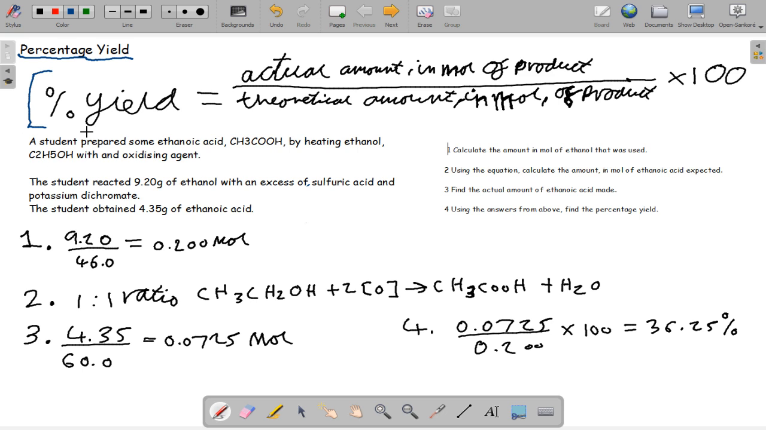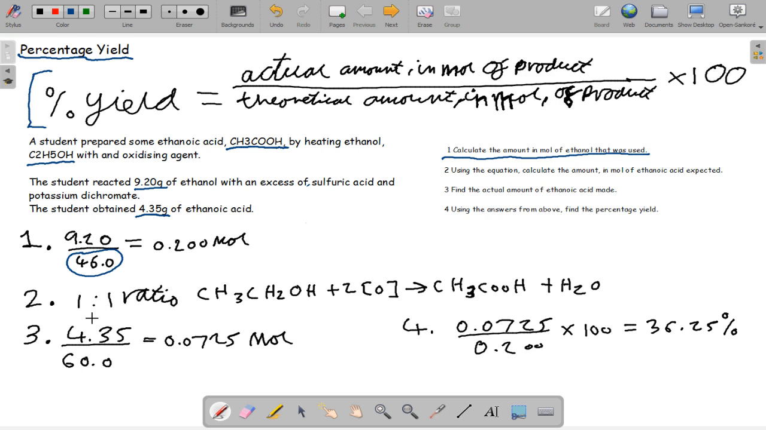So the question is: a student prepared some ethanoic acid CH3COOH by heating ethanol C2H5OH with an oxidizing agent. The student reacted 9.2 grams of ethanol with an excess of sulfuric acid and potassium dichromate, and the student obtained 4.35 grams of ethanoic acid. So we need to calculate the amount in moles of ethanol that will be used. So if we have 9.2 grams of ethanol, we put that over the MR of ethanol, which is 12 plus 1 times 3 plus 12 plus 16 plus 16 plus 1, which is 46. And then we get 0.2 moles.